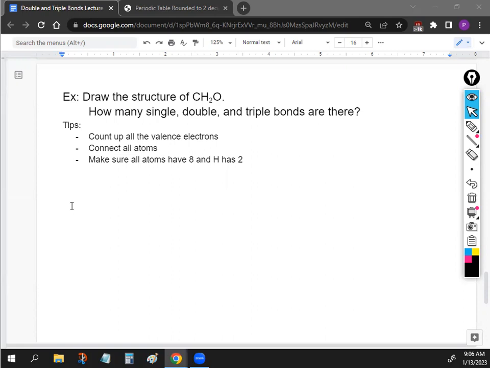Yeah, so try it out. Count the valence electrons. See if you can organize it. Use the rules that we've learned before. I'll give you guys about 3 minutes, and then we'll go over it together.